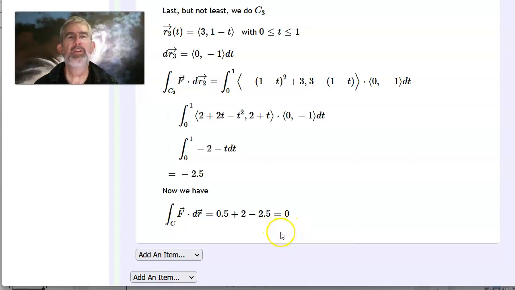So there you go. There's one example where you have a piecewise curve where you've got to look at each piece individually, parameterize each piece individually, and then do the individual integrals and add up all the results. There you go. Enjoy.